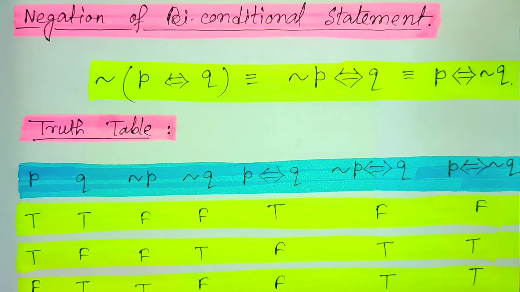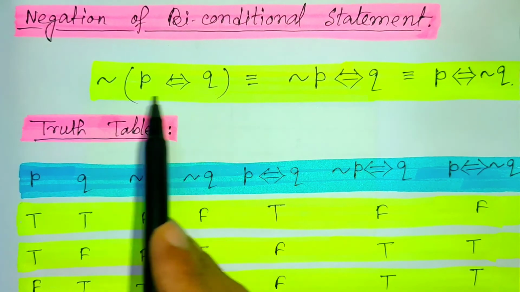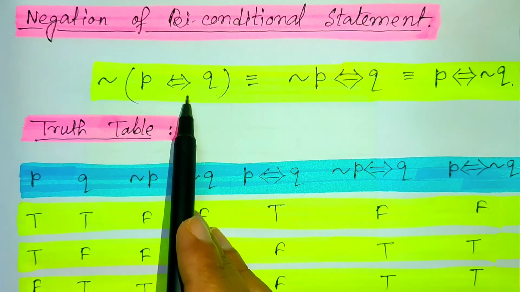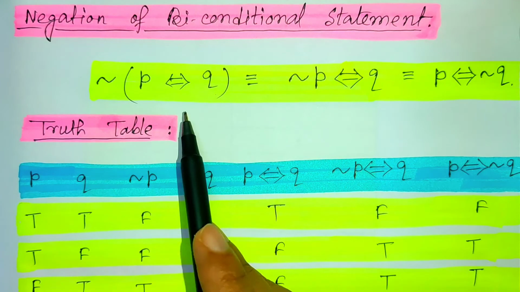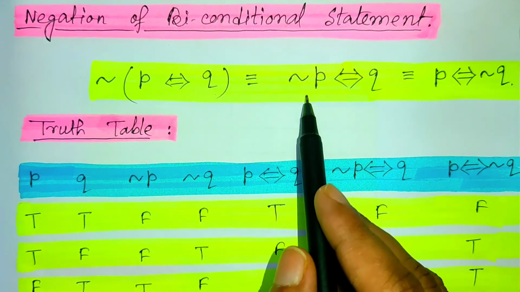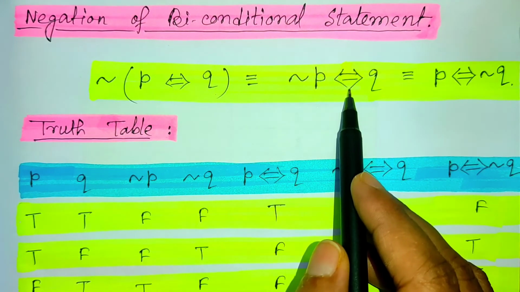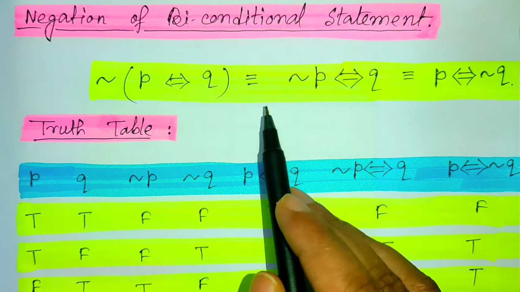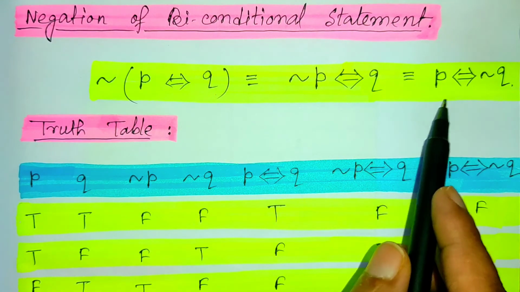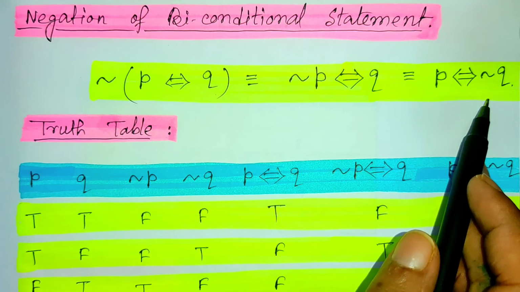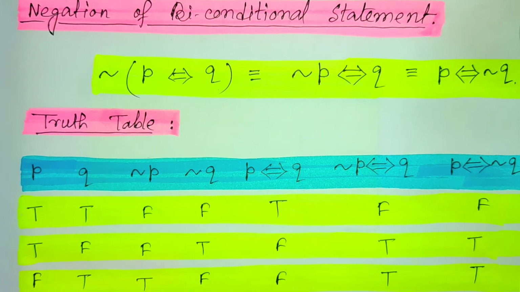Anyways, now we shall find out the negation of the biconditional statement. So the negation of the biconditional statement is not of P implies and implied by Q. That one is equivalent to not P implies and implied by Q. Otherwise it is equivalent to P implies and implied by not Q. So let us verify this one with the truth table again.